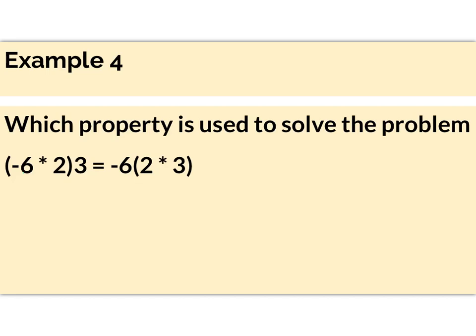Okay, 6 and 2 together, 3 is on the outside. 6 is on the outside and the 2 and the 3 are together. So this looks like the associative property of multiplication.